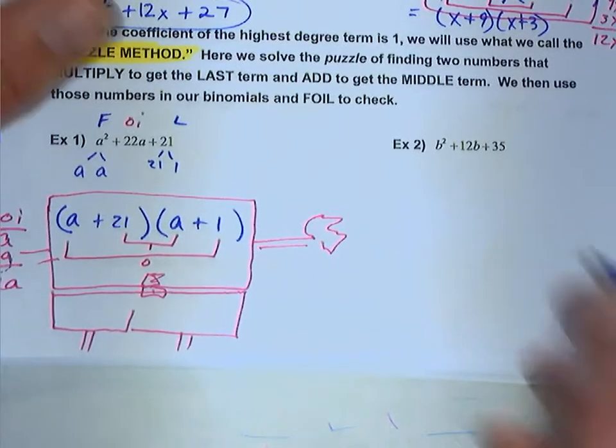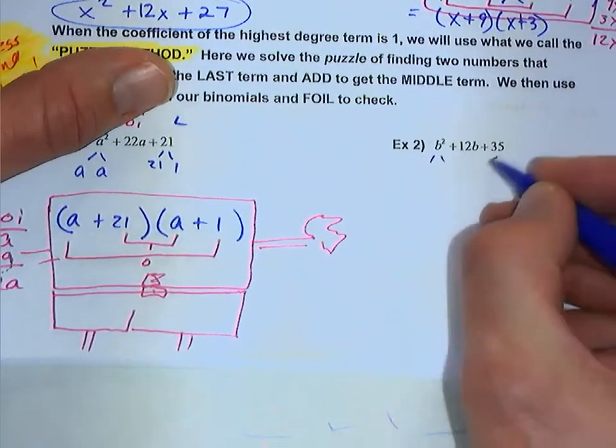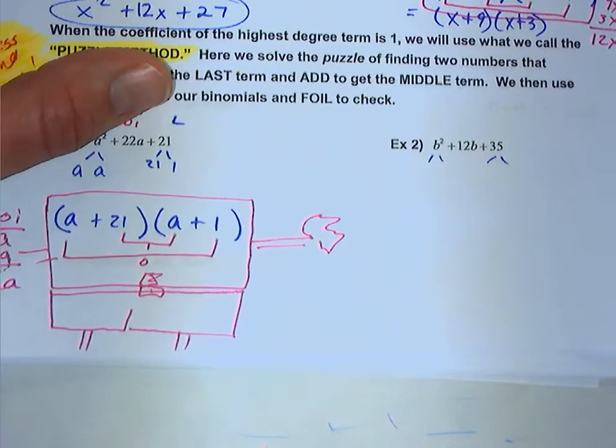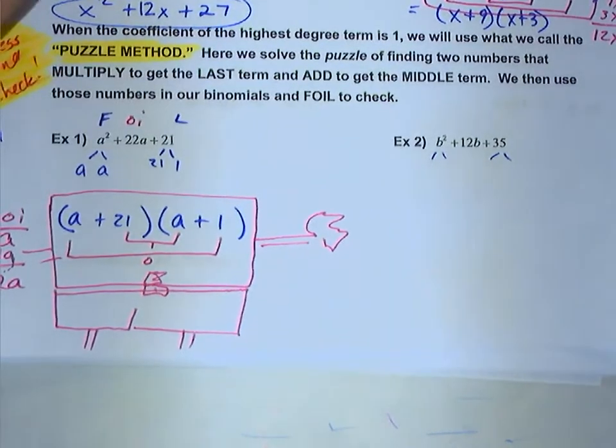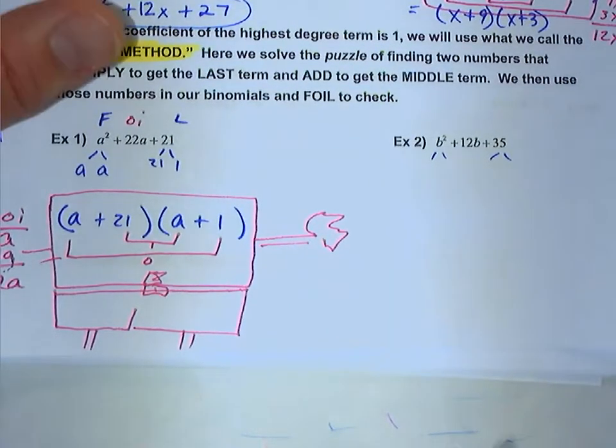Let's try it again. Okay, now again, I'm walking through this pretty slow, just making sure we got this. Factors of B squared, y'all. Yes, sir. Damien.